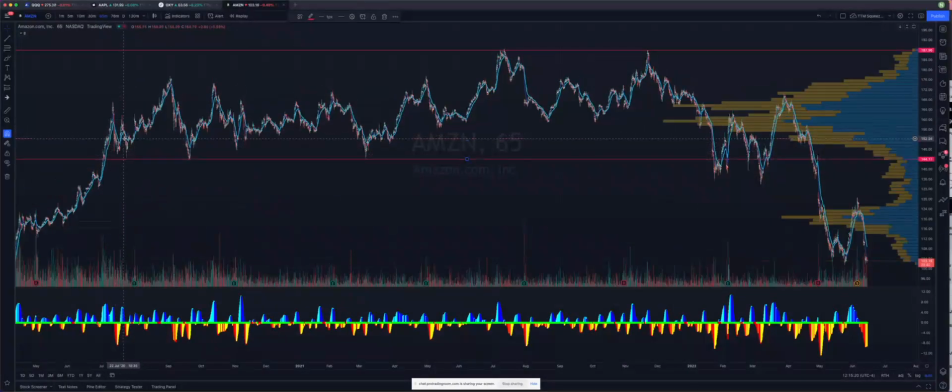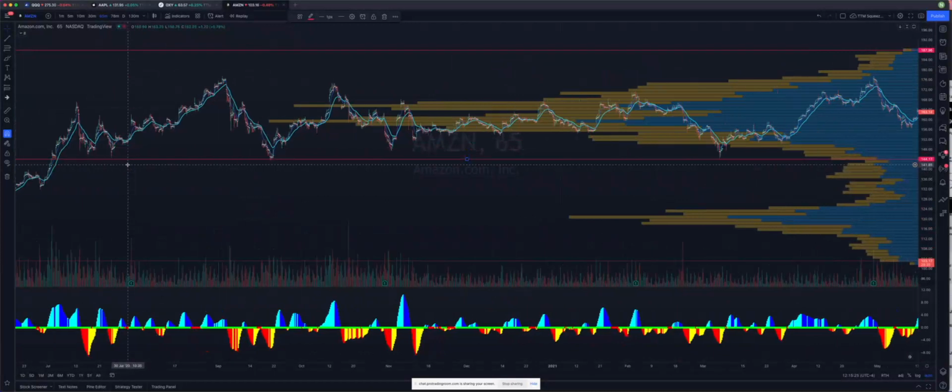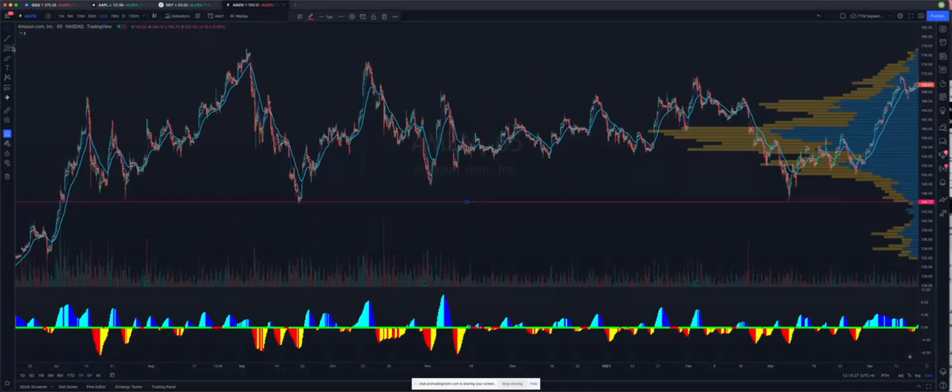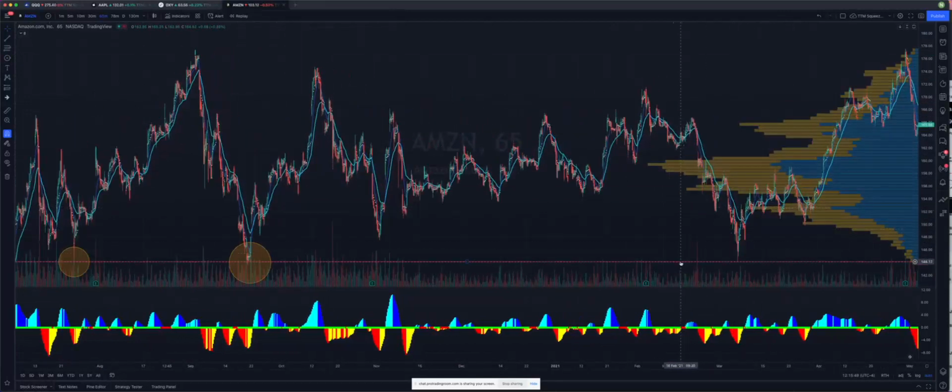It has acted as support multiple times, right? So you see it, and I didn't draw it based on what the chart was telling me. I drew it based on what the volume profile levels were, right? So there's one. Whoops, there's two. Right, there's three. So you can see this is a pretty powerful tool. I didn't draw that based on the chart. I drew that based on the volume profile, right?